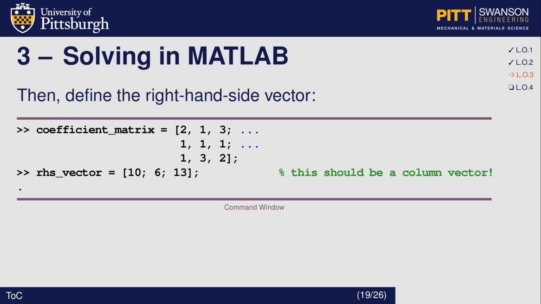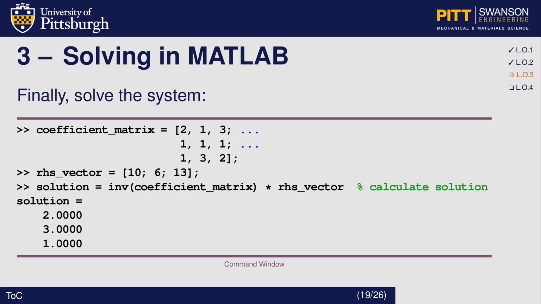Then define the right-hand side vector, which we previously called b. Recall that this should be a column vector, and therefore the elements of this vector should be delimited by semicolons. And finally, we can solve the system by computing the inverse of the coefficient matrix using the inv command and multiplying by the right-hand side vector. This prints the output vector 2, 3, 1, just like we calculated previously.